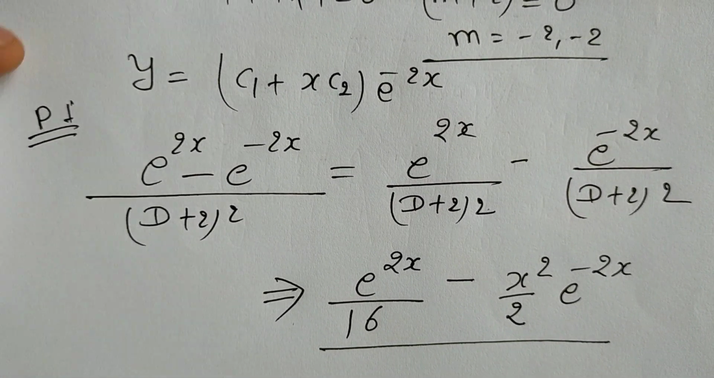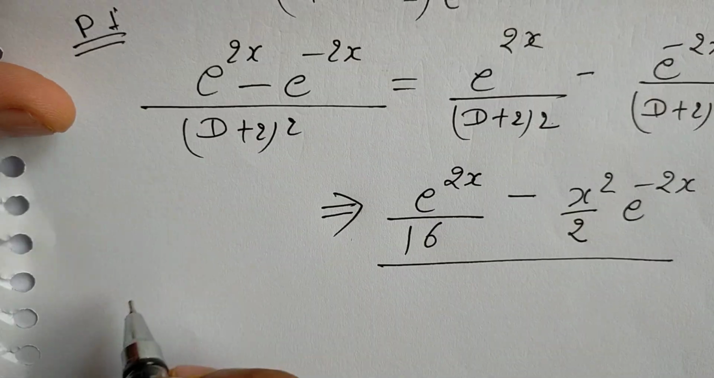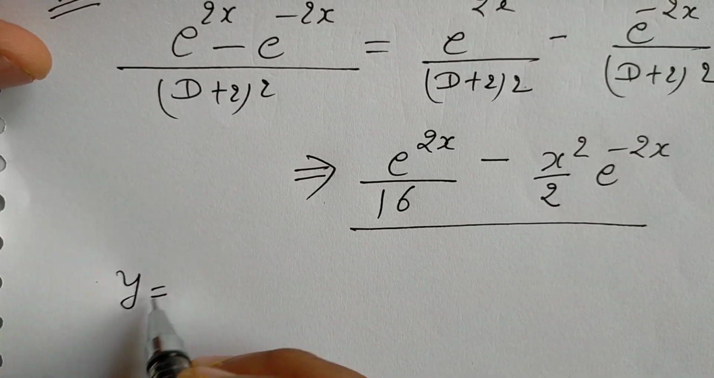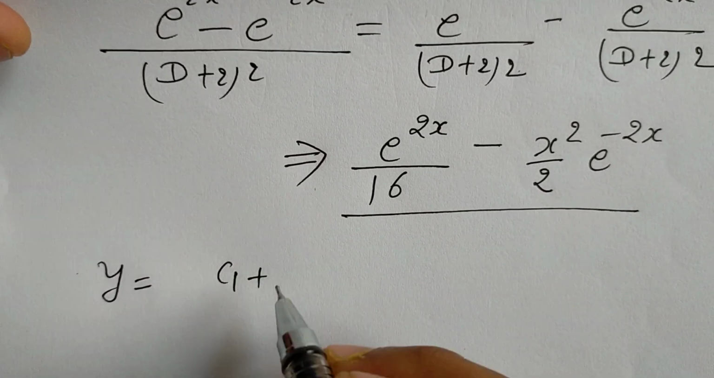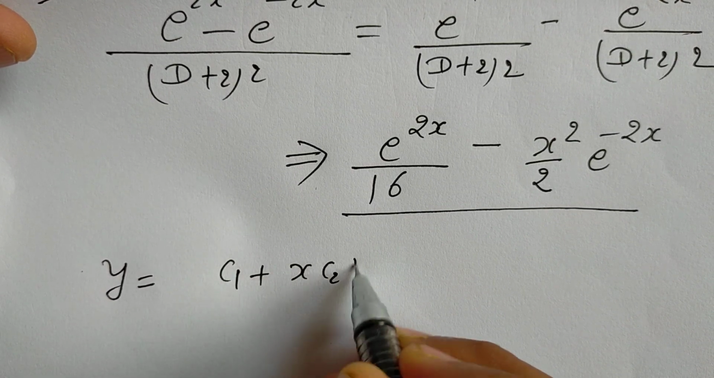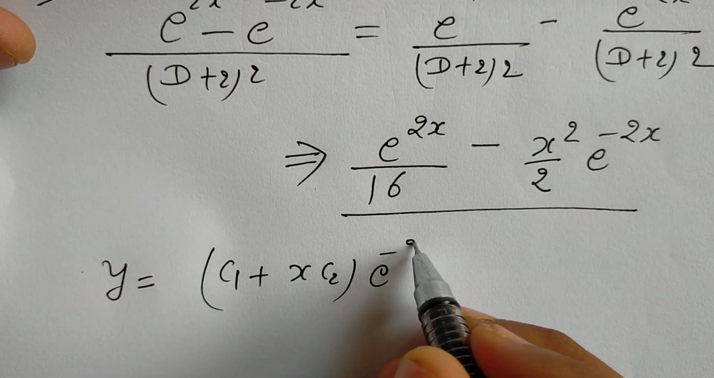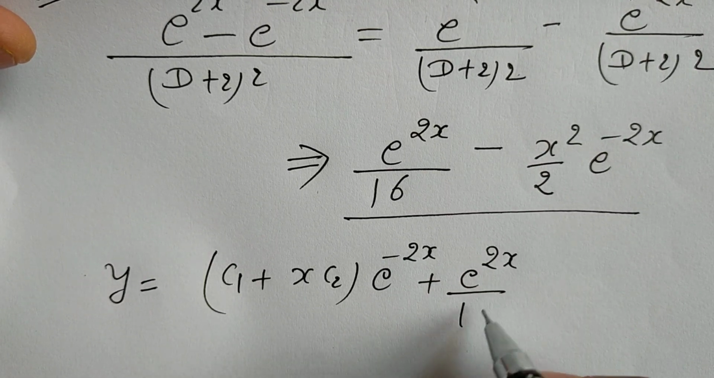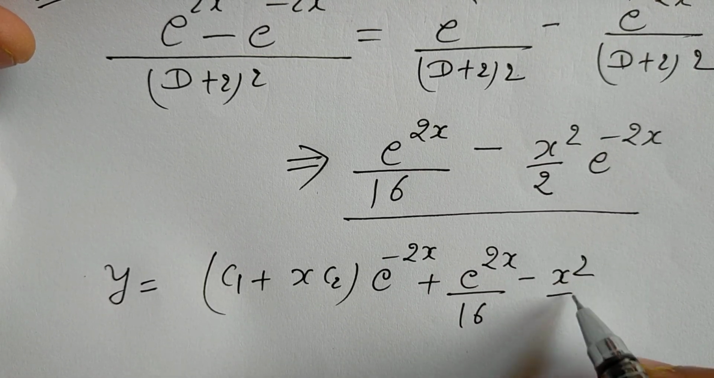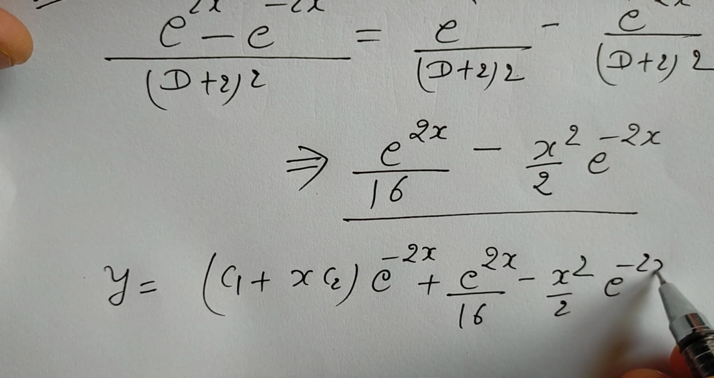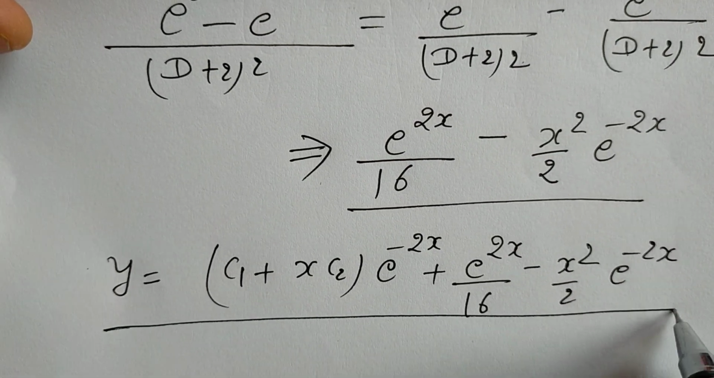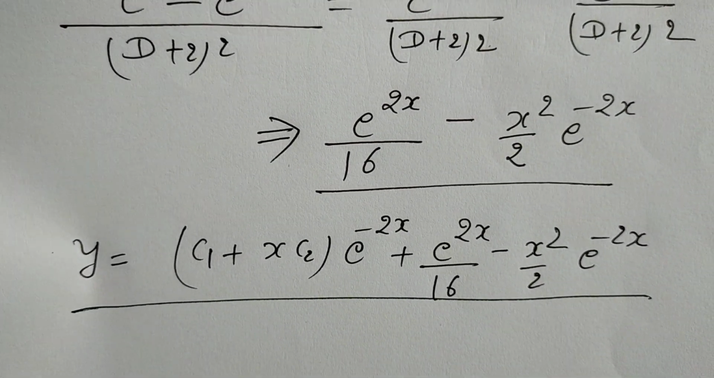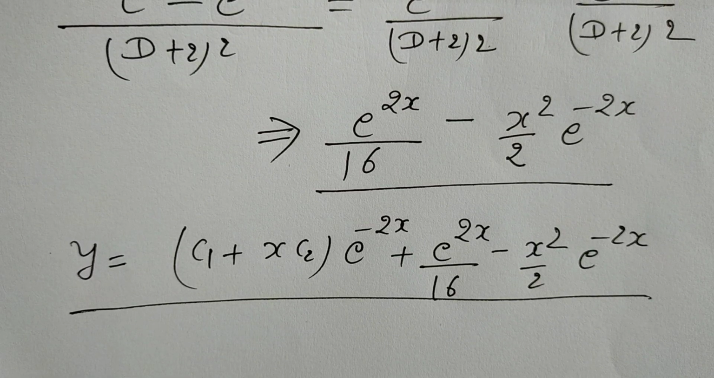Now your general solution will be y equal to CF plus PI. So CF is (C1 plus x C2) e power minus 2x, plus e power 2x by 16, minus x square by 2 e power minus 2x. So this is the answer of the given question.